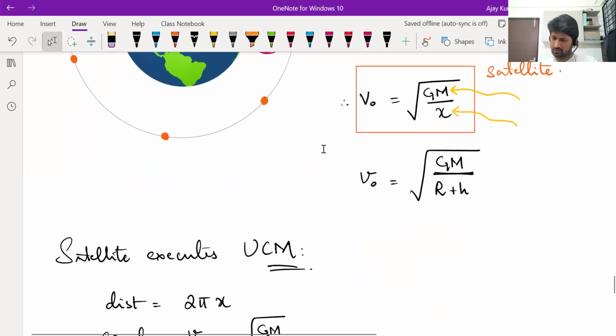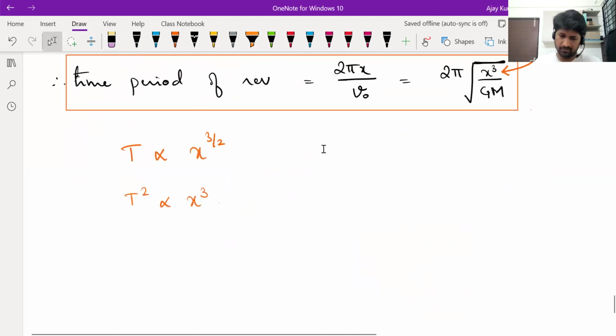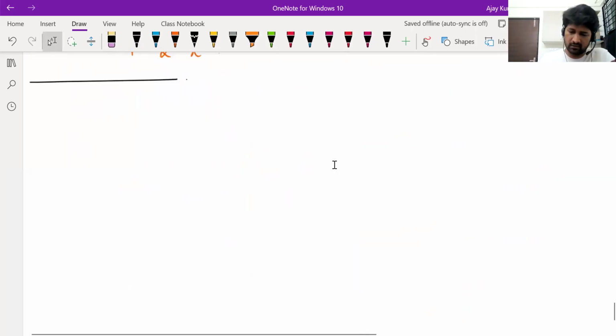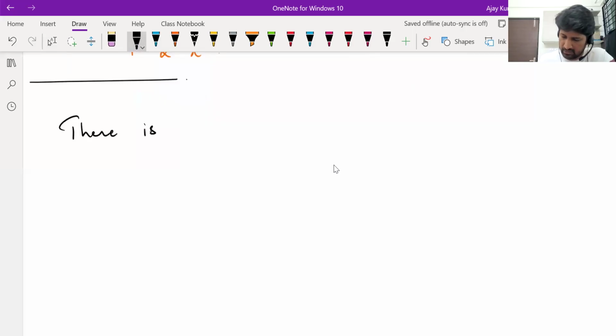So yeah, orbital speed, time period of revolution. Fine. Let's just discuss one common point. Now we say, or you might have heard, that there is no gravity in space.